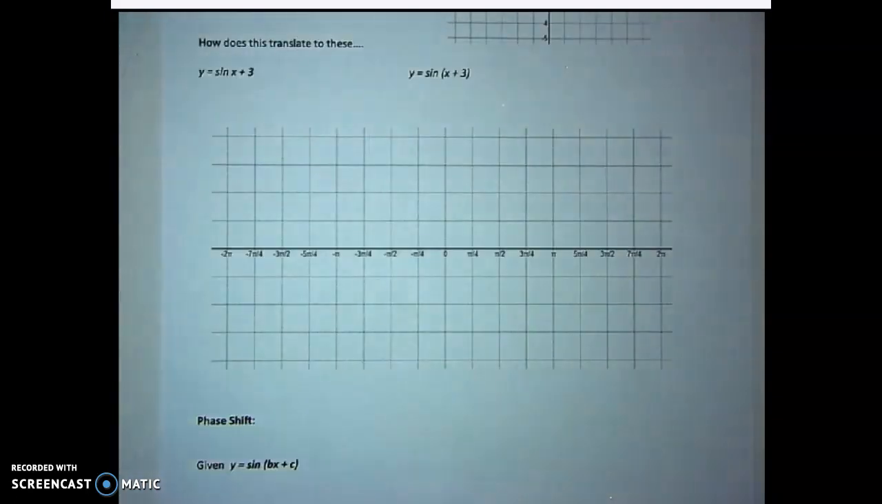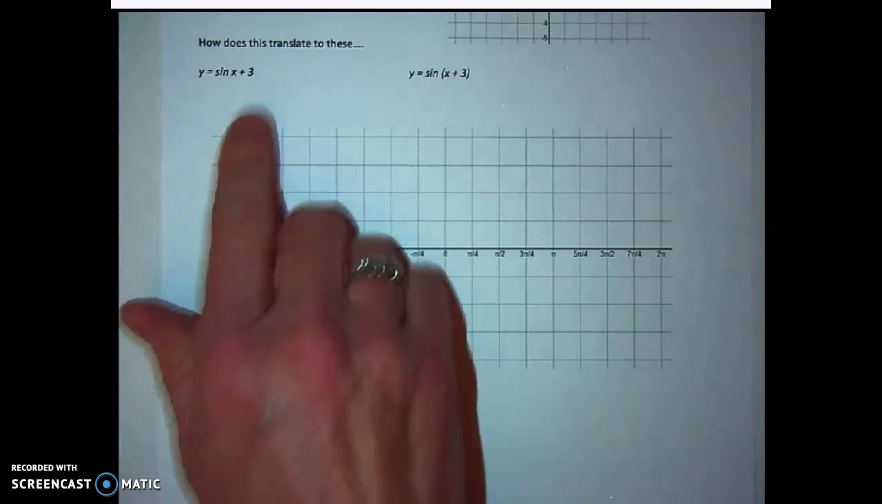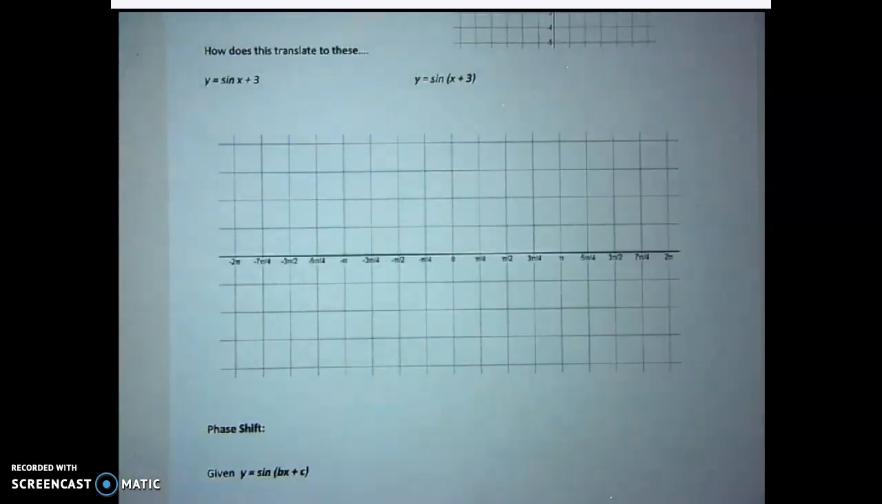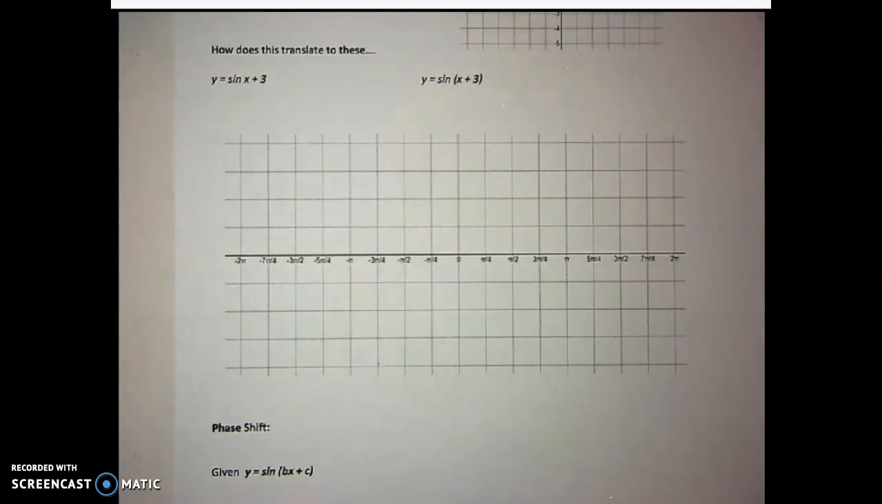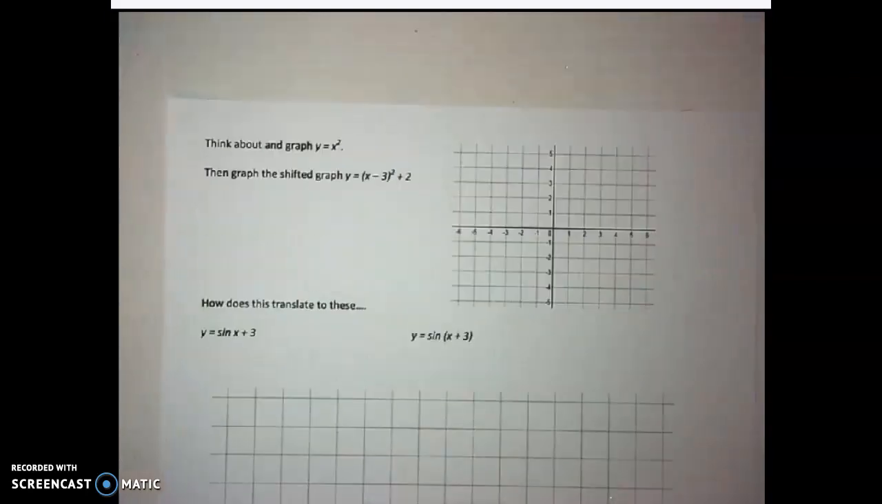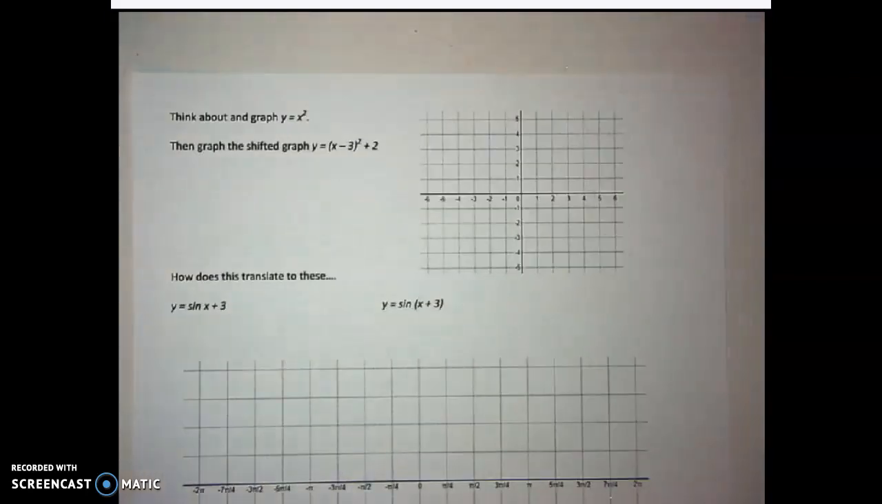Now we're going to look at what happens if we add a number. Is there a difference between adding the number to the sine of x, like the sine of x plus 3, or the sine of x plus 3 inside the parentheses? What I'd like you to do first of all is pause the video again and go back up to this parabola on top and graph the parent graph, y equals x squared, and then remember how it would shift. How would you graph y equals x minus 3 squared plus 2?